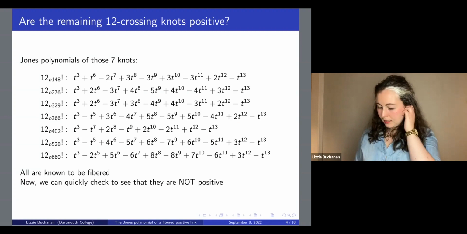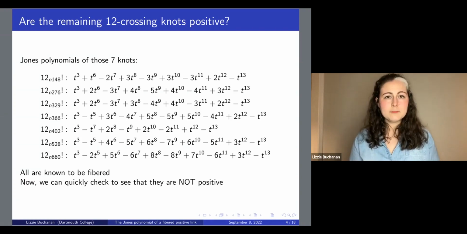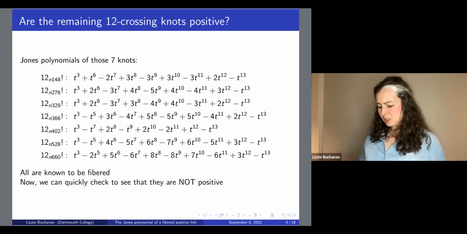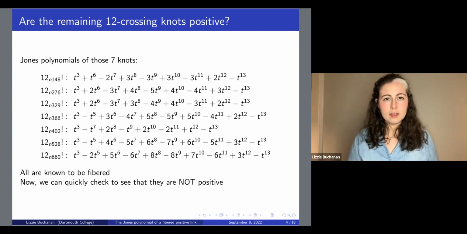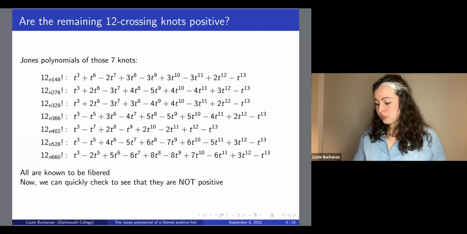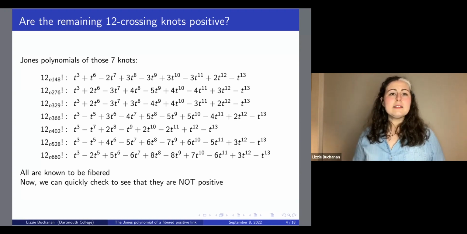Positive? Well, I've written down the Jones polynomials for those 7 knots. And we already know that these knots are fibered. So if they were positive, then they would be fibered positive knots, and then our theorem would apply. And so we can quickly check to see that these are not positive, because if they were, we would have to have that the maximum degree 13 for all of them would have to be less than or equal to 4 times the minimum degree. But here, 4 times the minimum degree would be 12, and 13 is not less than 12. So we are able to quickly check that these are not positive.